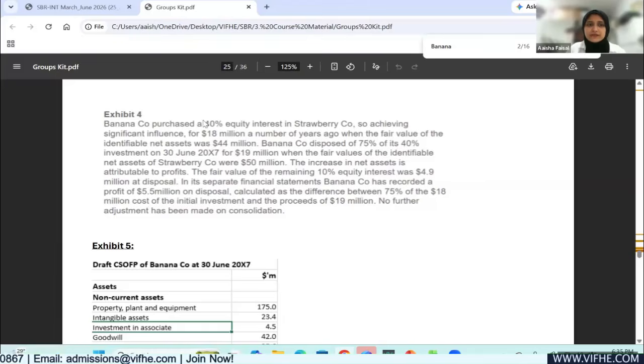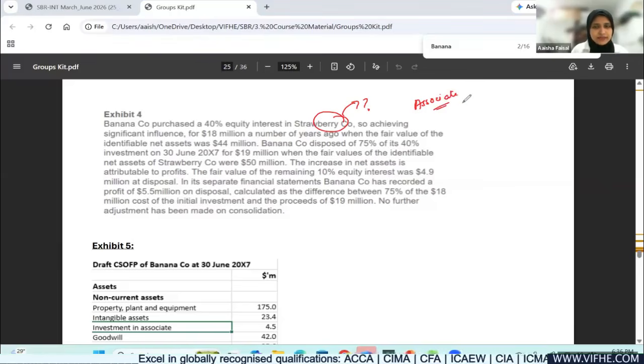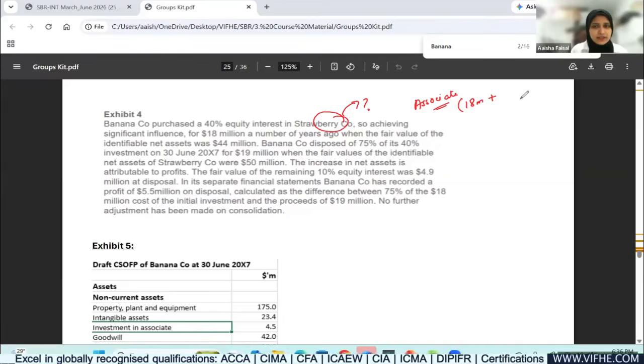So when it purchased it as a 40% and it achieved significant influence, what was this entity, strawberry to banana? It was an associate. So the associate initially was purchased for 18 million. So the starting point of this associate is 18 million. Then you will record the profits that are earned by this associate for equity accounting.